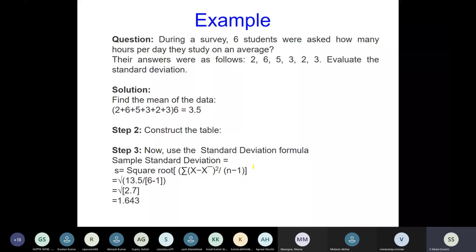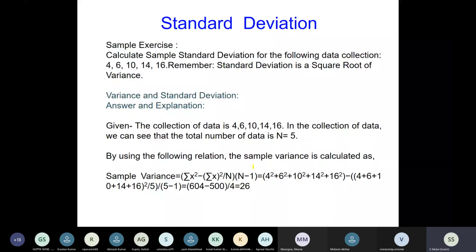So another example of sample standard deviation of data collection shows a set of data: 4, 6, 10, 14, 16. The total number of data is 5, and if somebody asks you for the variance, then you have to calculate it. This is another formula, and we'll talk about this also: sigma x square minus (sigma x) square by n, divided by n minus 1.